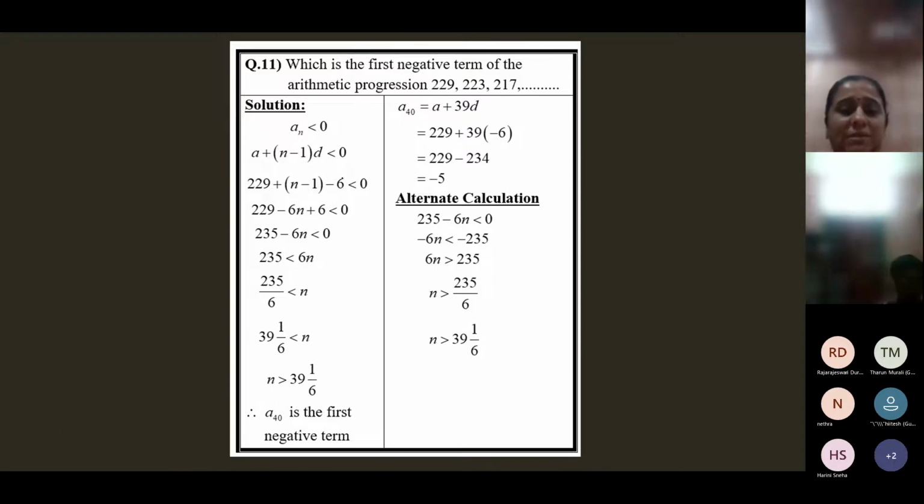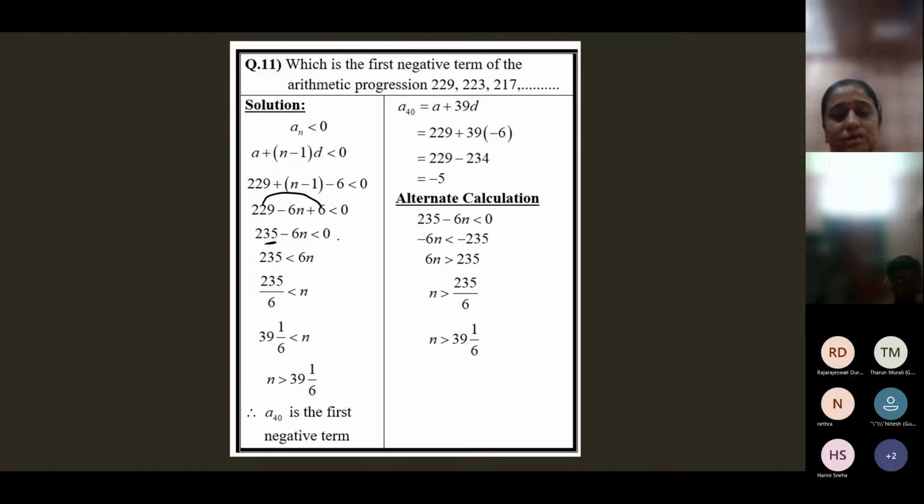It's not minus 6 and it'll go as plus 6 to the other side. No, it's (n minus 1) into d, (n minus 1) into minus 6. Don't open the bracket as n minus 1 minus 6. No, it's into minus 6. So minus 6 into n, minus 6n, minus 6 into minus 1 plus 6 is less than 0. So when you simplify these two, 229 plus 6, 235, minus 6n is less than 0.